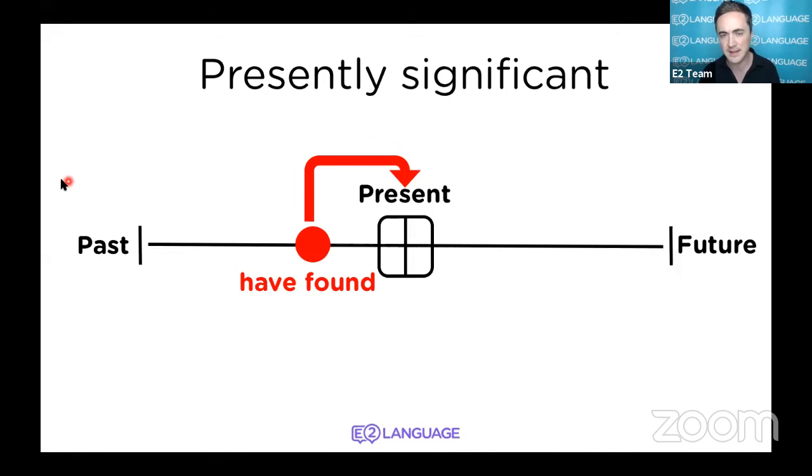So it works like this. If something's presently significant, like two young scientists have found an unusual fossil, it's happened in the past. We don't know exactly when, but it's beside the point. We're not talking about precise times. We're not talking about past facts. We're talking about something that happened in the past, but which is presently significant, presently important. It's currently relevant. So that's why we use this verb.